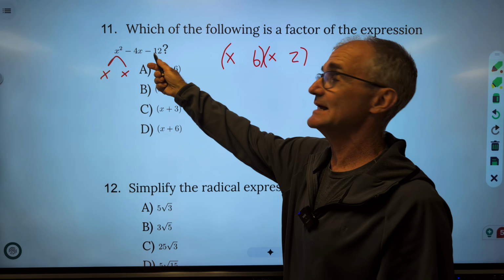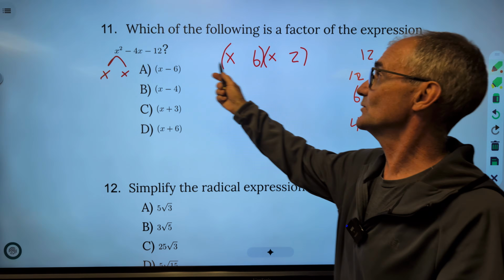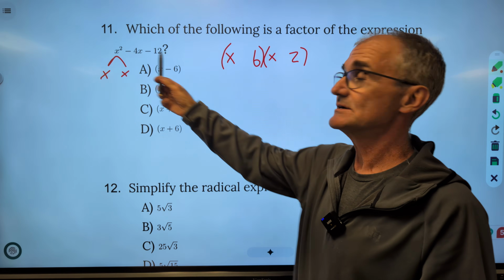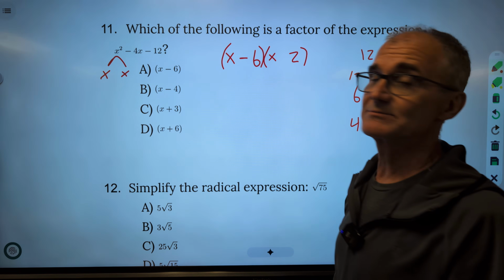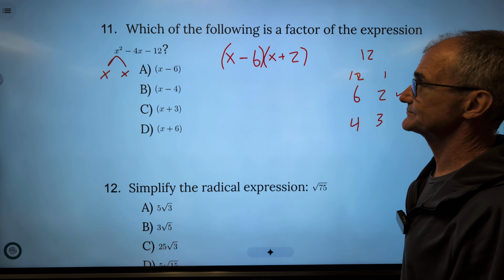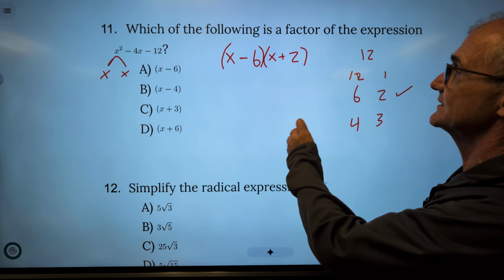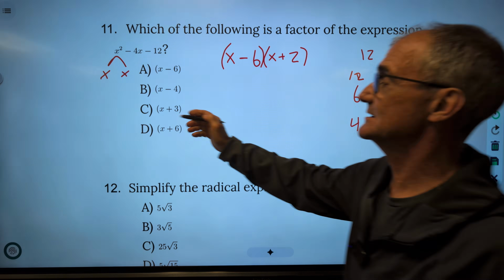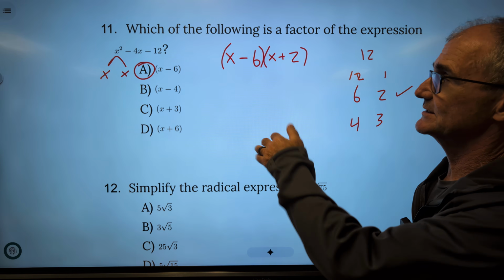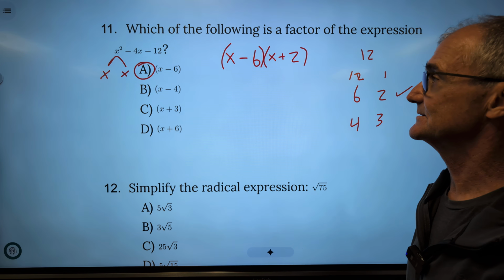For this to be negative on multiplication, one of these has to be negative. This is a negative 4, so this one, the larger one, has to be negative. The smaller one, positive. It is saying, what is one of these? Well, x minus 6 is here, so the correct answer is A. There is no x plus 2 anywhere, but it's just asking for one of the factors.